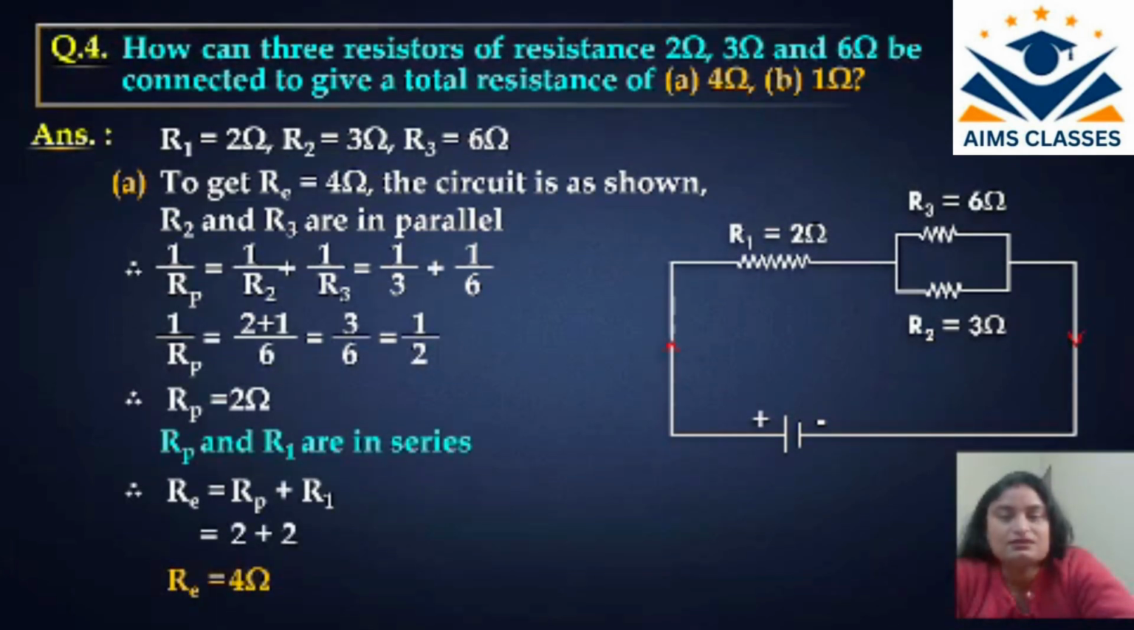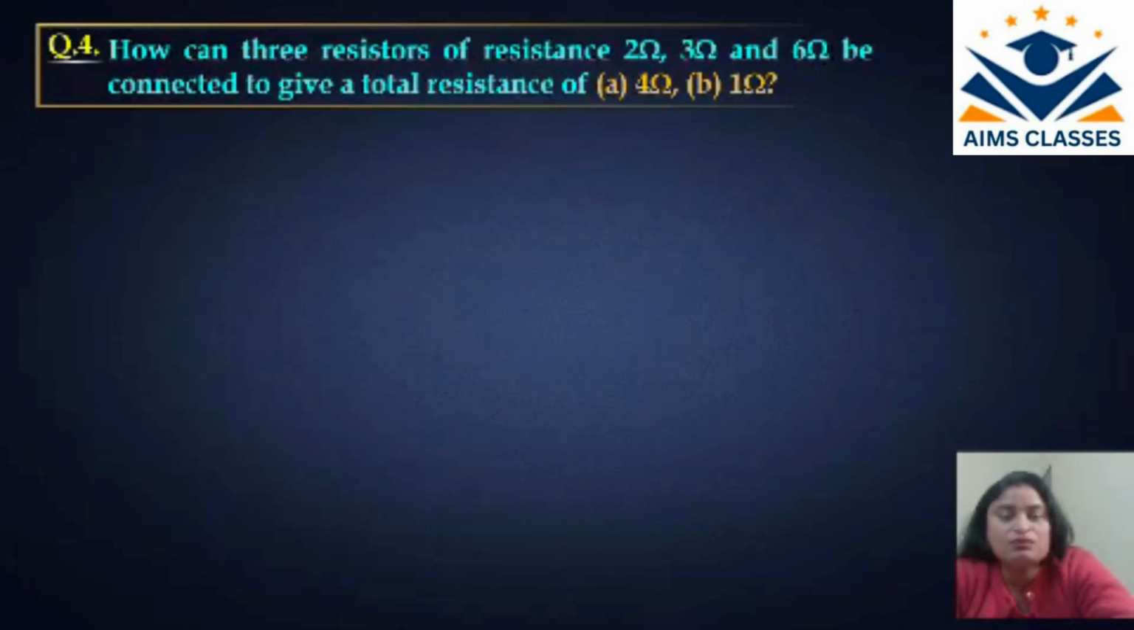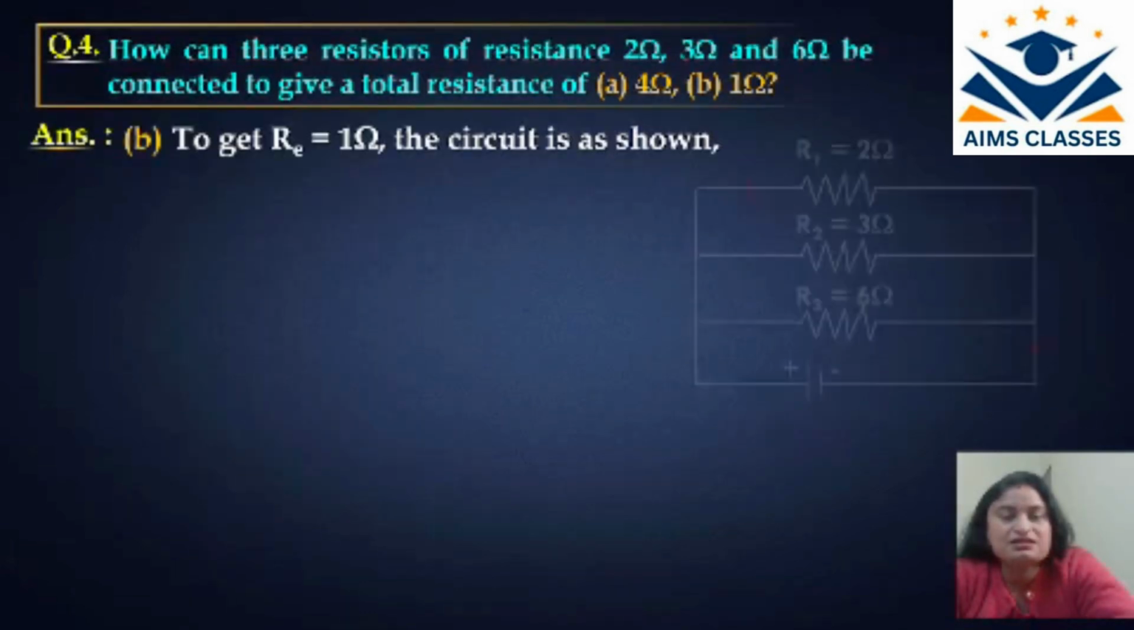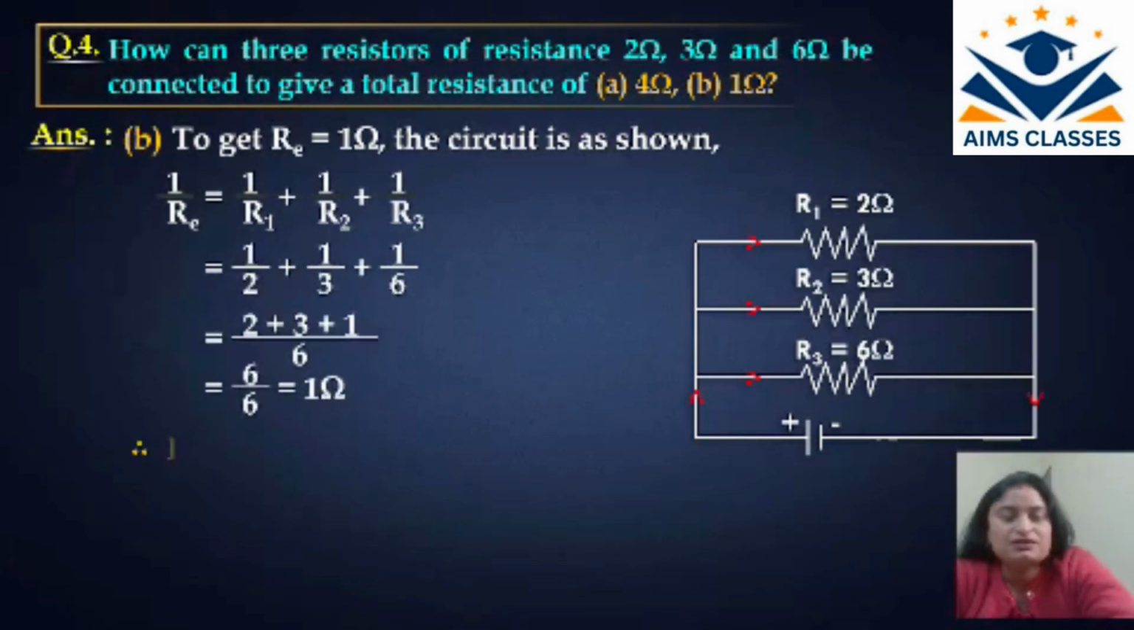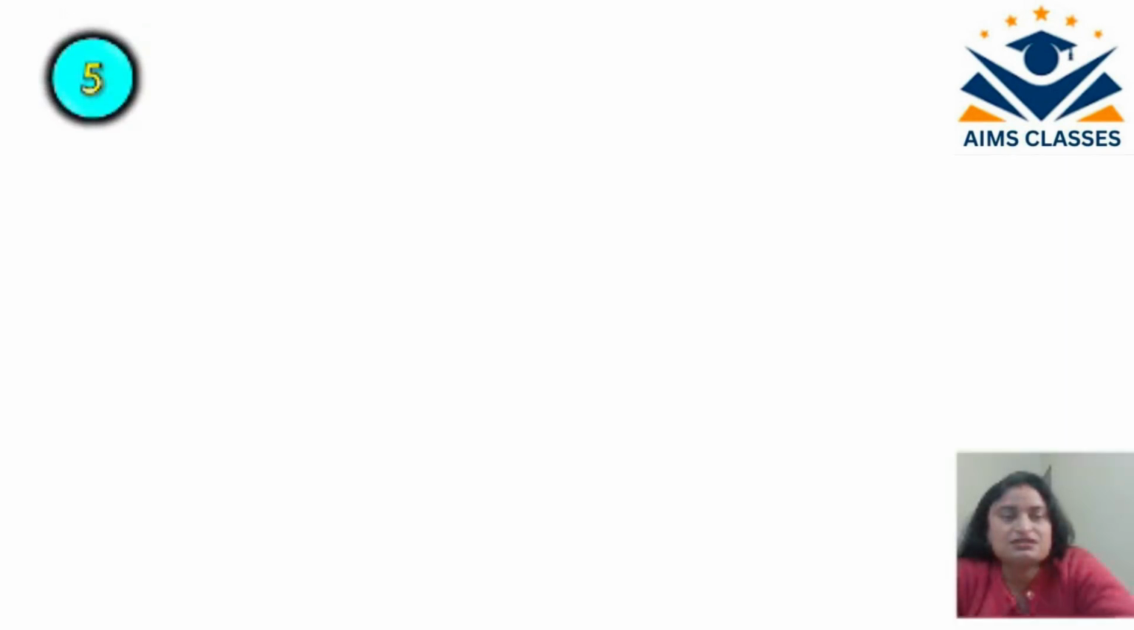And then 1 ohm. So how to get 1 ohm? So if all three resistance are connected in parallel, then it must be possible. So here 1/2 plus 1/3 plus 1/6, that is 3 plus 2 plus 1 by 6 ohm, equal to 1 ohm. So this is the question.